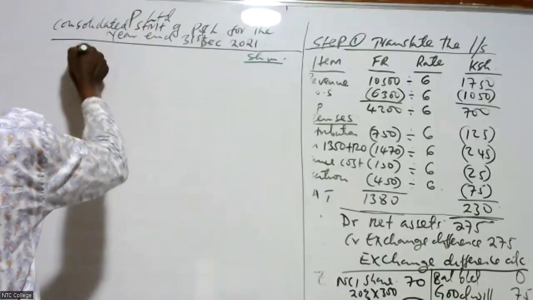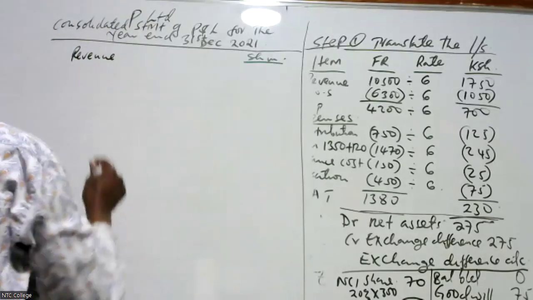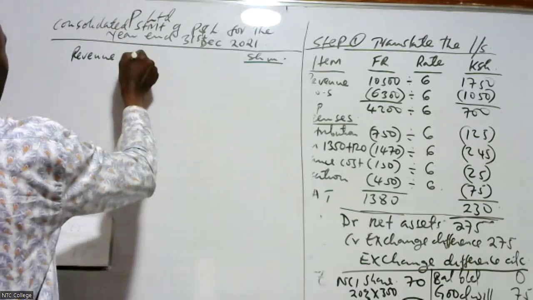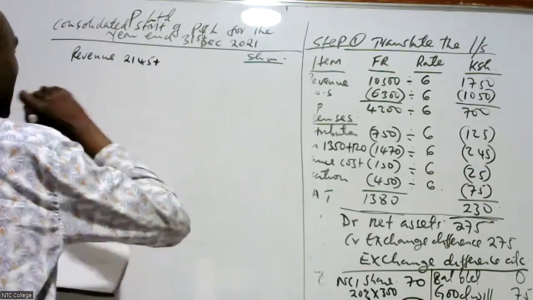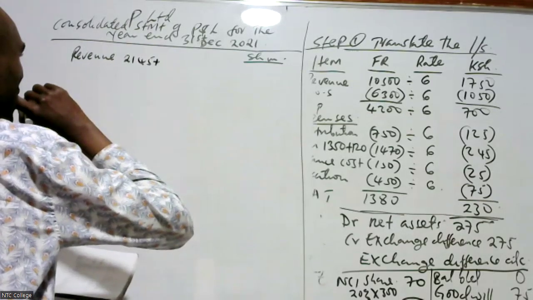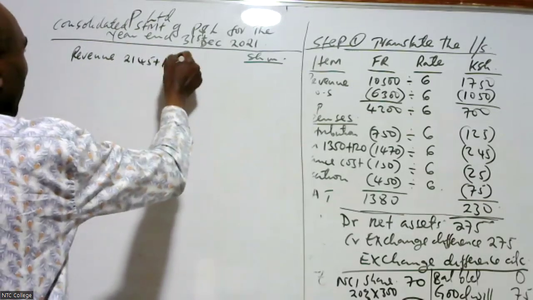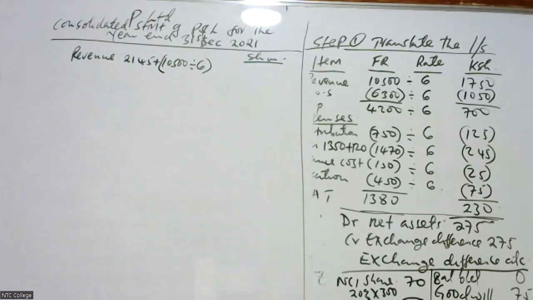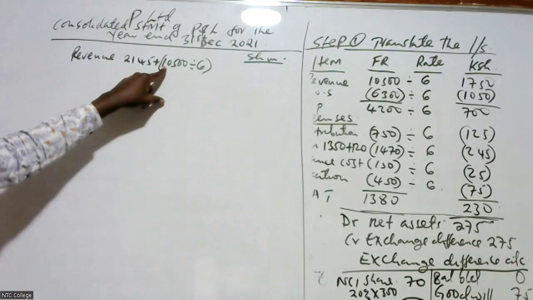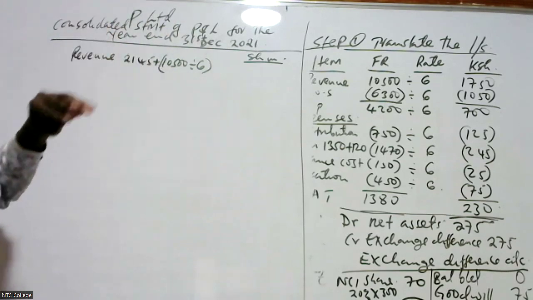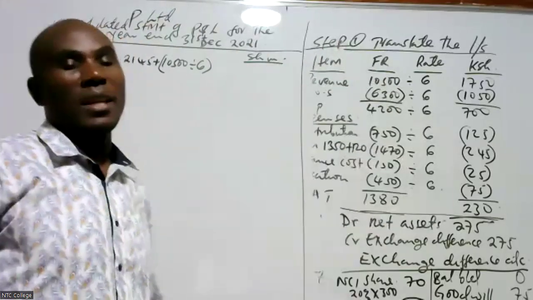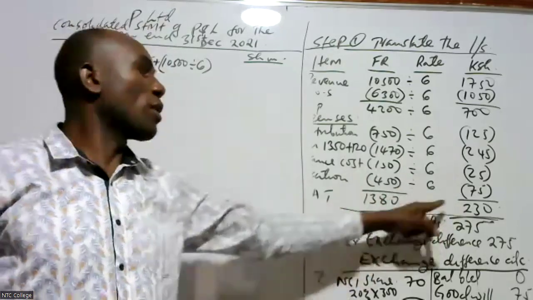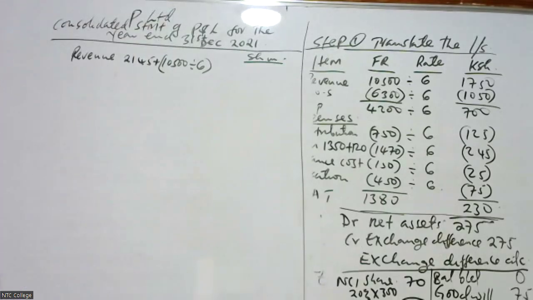Then we come to revenue. Revenue, we are taking the revenue of 2145 plus the revenue of 10,500 divided by 6. You can just decide to do it here, as what Mwalimu is saying. But I wanted also to do the working for this because of these profits. As you see, you saw how we used it.